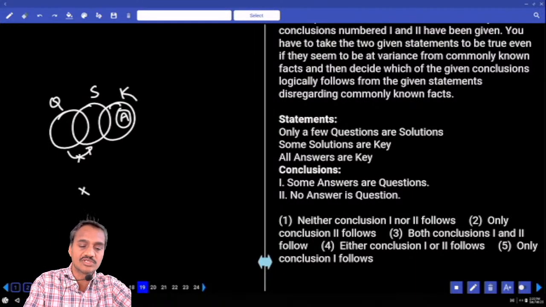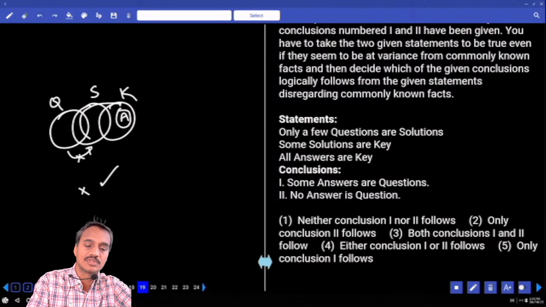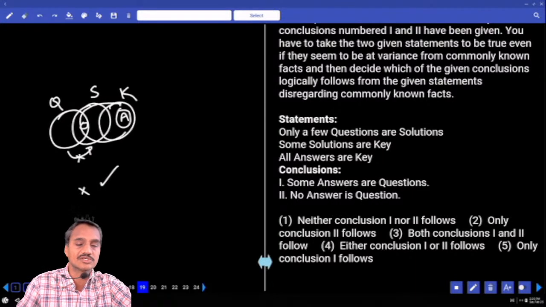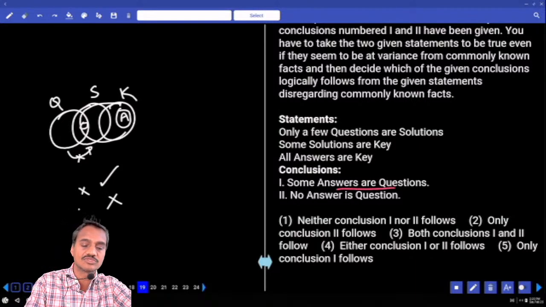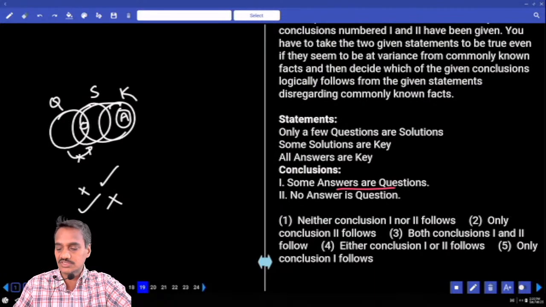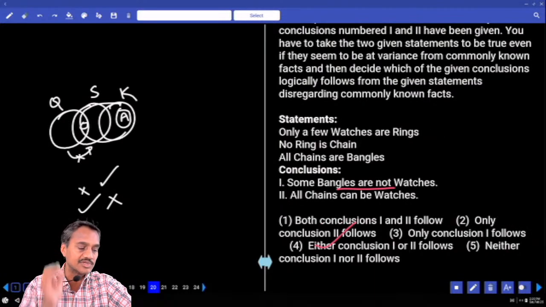No answer is a question, definitely true. No answer is a question is true, and if you have to change, then we need to write it down like this. Then the answer will be written like this. Hence it is possible or not. The alternate diagram is true, as is the previous conclusion. And some answers are questions has become true. Hence what is your answer? Either 1 or 2, choice 4, question number 19.